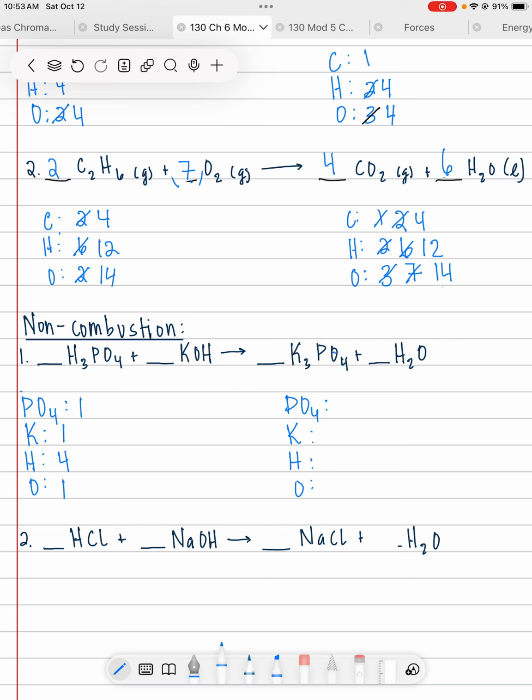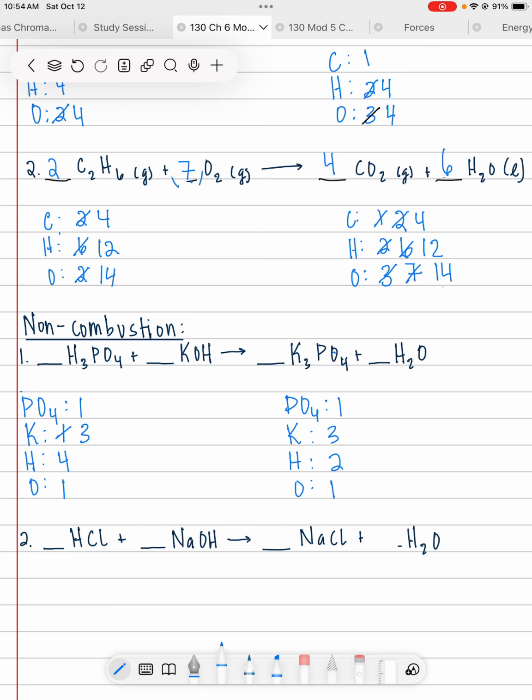All right, let's come over to our product side. We have 1 phosphate. We have 3 potassiums. We have 2 hydrogens, and we have 1 oxygen. All right, so starting with phosphates, it looks like 1 and 1, so we're good there. We have 1 potassium here and 3 over here. So what can we put as a coefficient here that will multiply by 1 to equal 3? Well, we add 3. Now we did make some changes to our oxygen and a hydrogen, but we're not going to worry about that just yet.